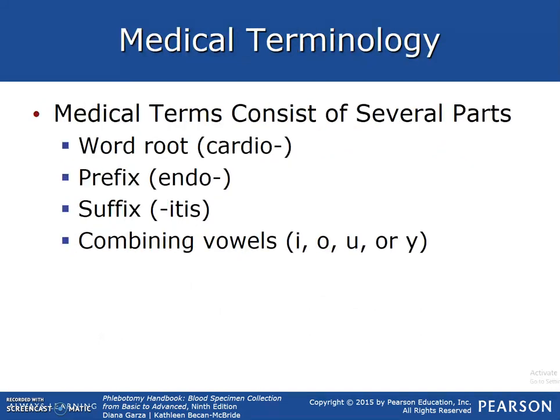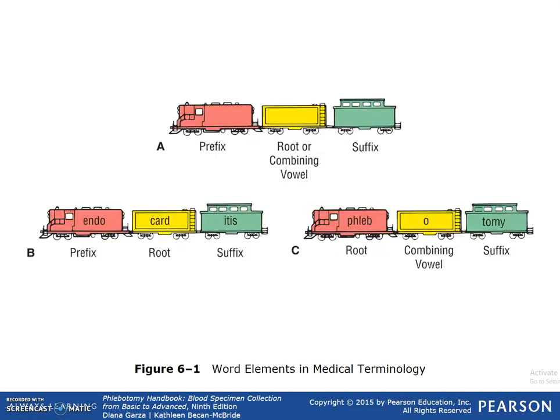Medical terminology. Medical terms consist of several parts. There's the root of the word, there's the prefix, and then there's the suffix. The root of the word is basically the main meaning of the word. In this example, cardio, which means heart, the prefix would come before the root of the word, and the suffix would come last. And then there's also combining vowels: I, O, U, or Y.